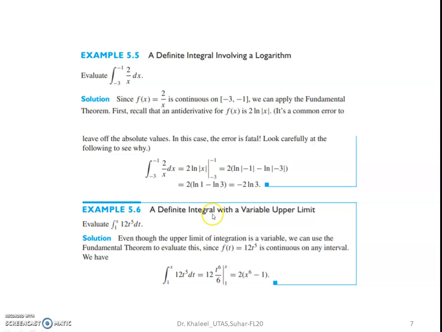So, a definite integral with a variable upper limit. See that we have no number here, that is a variable upper limit, from 1 to x of 12 t to the power 5 dt. So the 12 comes out, the integration of t to the power 5 is t to the power 6 by 6, then 1 to x, and then I just substitute t equal to x and then t equal to 1, and you get this answer.